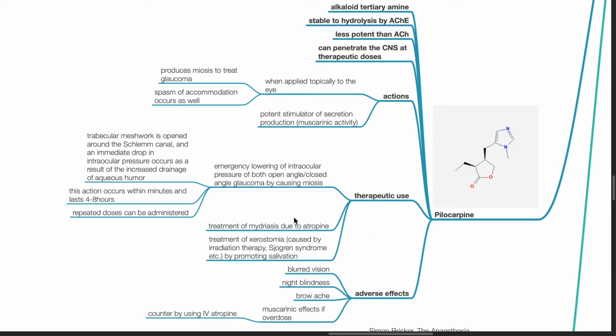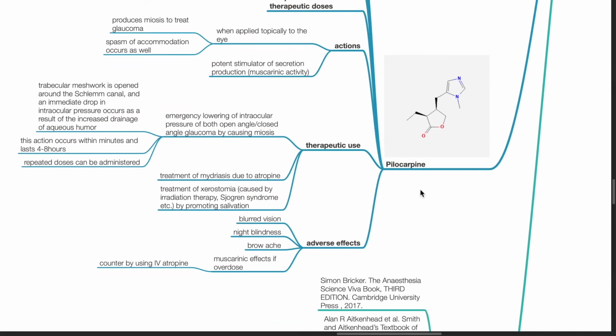Pilocarpine is also used in the treatment of mydriasis due to atropine and in the treatment of xerostomia caused by irradiation, Sjogren syndrome, etc. by promoting salivation. Adverse effects of pilocarpine include blurred vision, night blindness, brow ache, and muscarinic effects if overdosed. Counter this by using IV atropine.